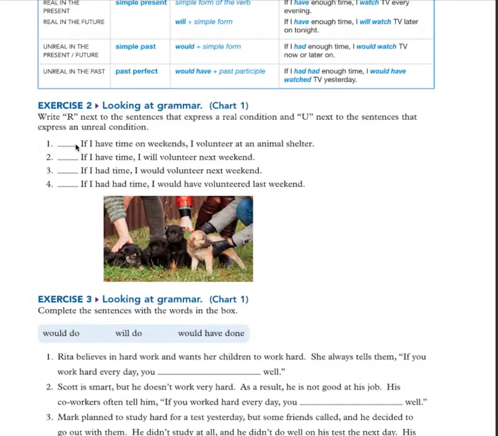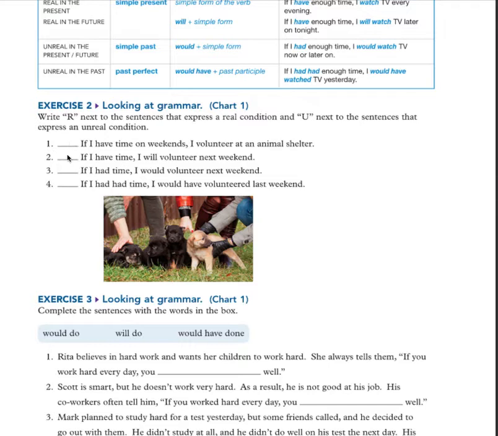So if we look at number 1, if I have time on weekends, I volunteer at an animal shelter. Look at the verb, simple present, in the if clause. Look at the verb in the result clause, volunteer, simple form. So this is going to be real. So put an R.